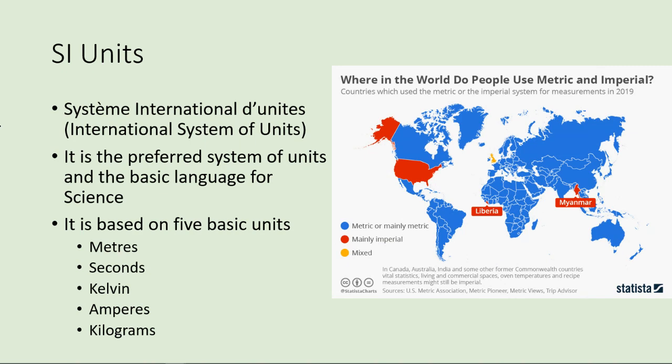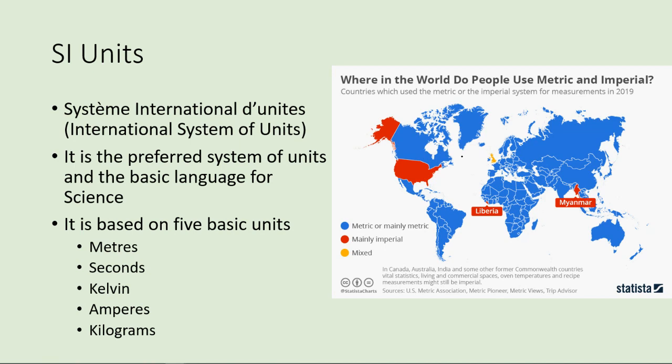The SI units are what we call the metric units. And just looking at the map here shows how much of the world is using the SI units, the majority of it. So the only countries that use imperial are America, Liberia, and Myanmar.